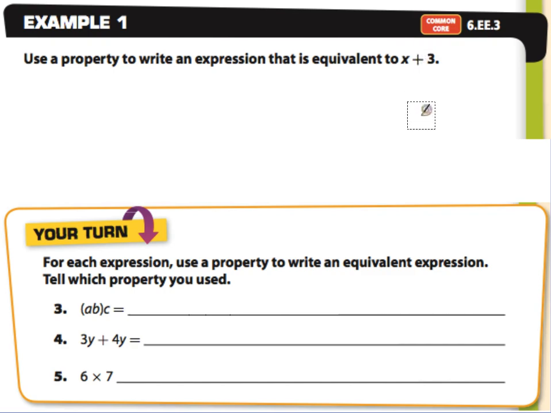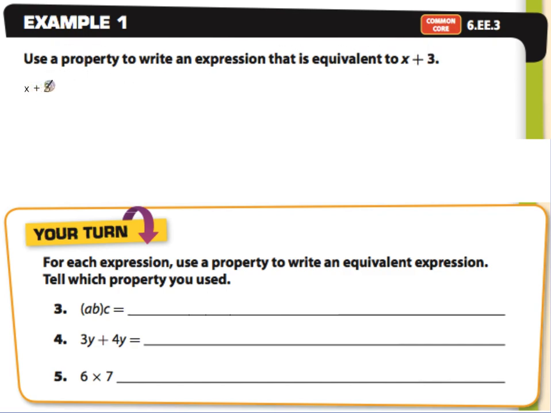When we're using addition, that allows us to use a lot of different properties. We can use the commutative property of addition, the associative property of addition, and the identity property of addition. But in this case, we don't have any groupings, so we can't use associative. We're not using 0, so we can't use the identity. But we can move our numbers around.